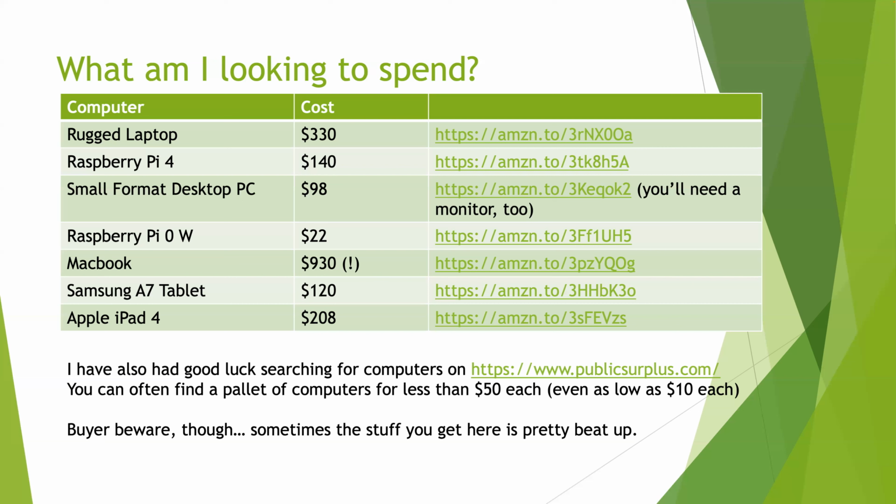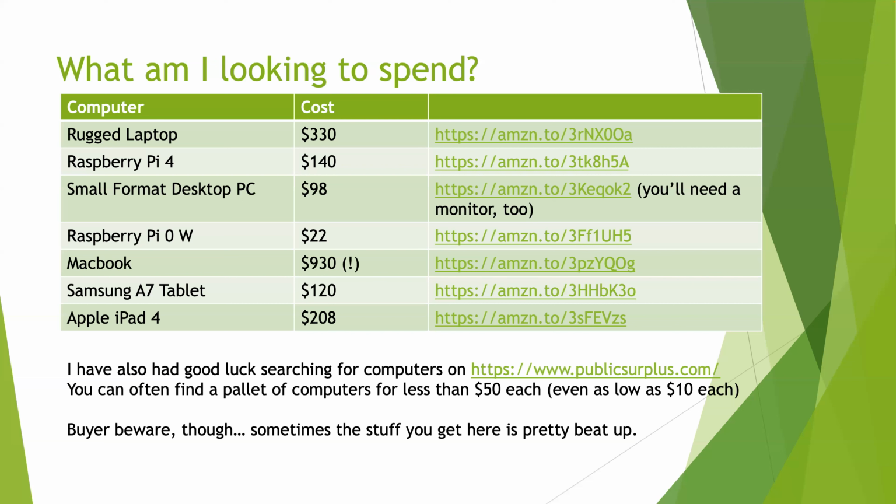So small format desktop PCs under $100. Raspberry Pi Zero, $22. A MacBook, $930. Yeah, Macs are expensive. But like a Samsung A7 tablet, similar to this one, maybe a little bit smaller screen, $120. I mean, put a Raspberry Pi 4 and an A7 tablet together, it's almost better to just go buy the rugged laptop at that point. You pay the extra, what, $50 and you get the full scale laptop.